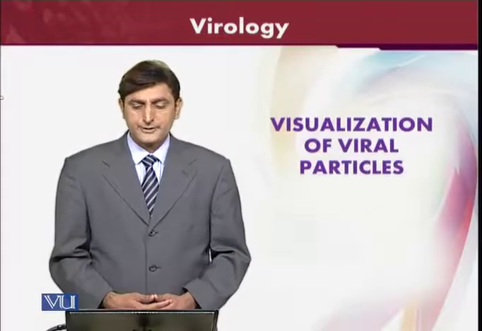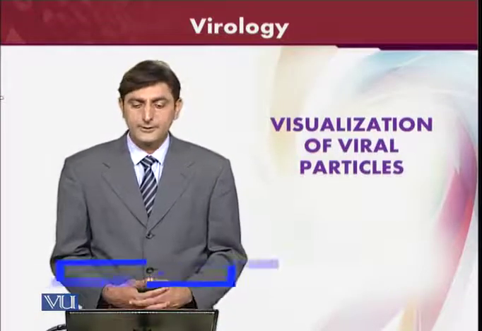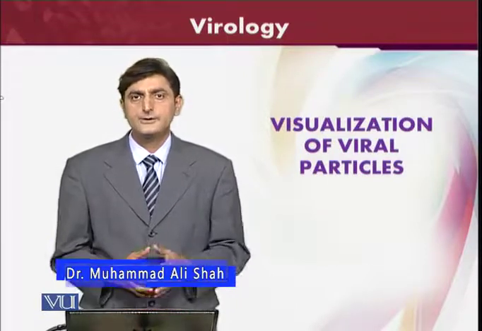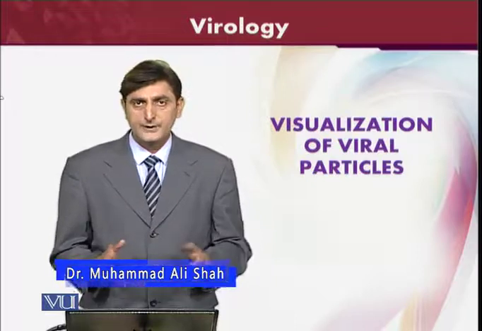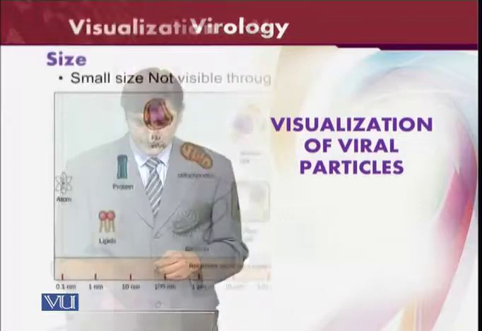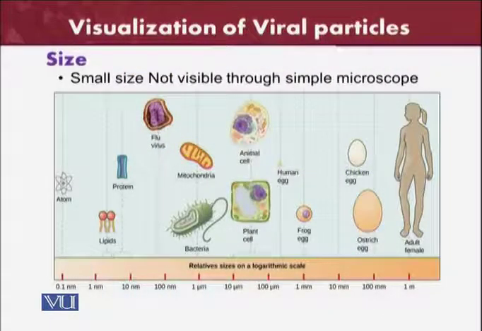So, visualization of the viral particles: how we can see the virus particles, how we can see the virus, and how we can see the different particles included in the viruses. As we have already studied, viruses are the smallest entities, but they are not visible through a simple microscope. We have to use the electron microscope to see the different kinds of viruses and to differentiate their sizes, their structure, their diversity. Viruses are really versatile organisms present in the world.